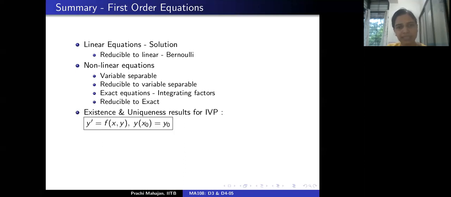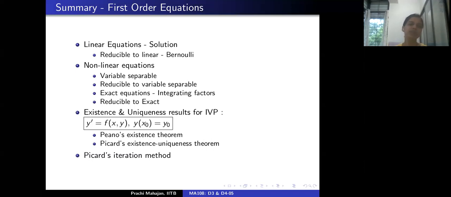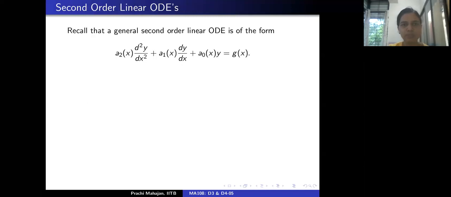And then lastly, we considered existence and uniqueness results for initial value problem, wherein the ODE is a first order equation. And we discussed Peano's existence theorem and Picard-Lindelöf's existence uniqueness theorem. And we also outlined the proof using Picard's method of successive approximation, which is known as the Picard's iteration method. Correct? Okay. So the goal for today's lecture would be to consider second order equations, right?